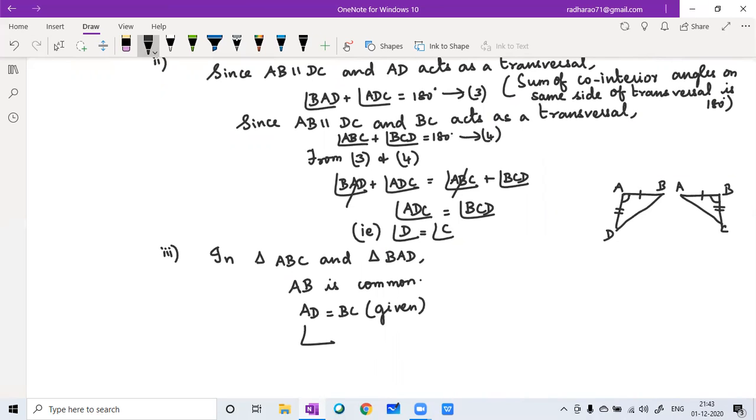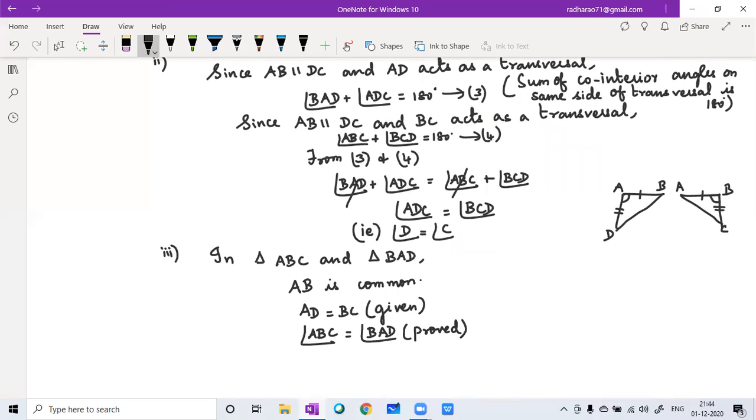And just now we proved in the first proof, for the triangle ABC, it is angle ABC. So angle ABC is equal to angle BAD. This we have proved just now. So in triangle ABC and triangle BAD, AB is common and AD and BC are given equal, and angle ABC is equal to angle BAD, that has been proved.